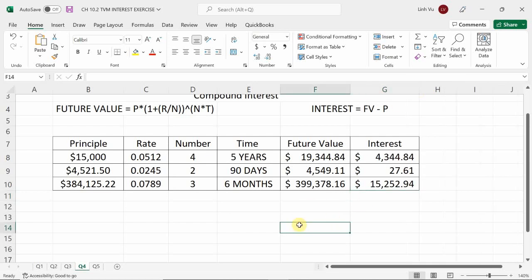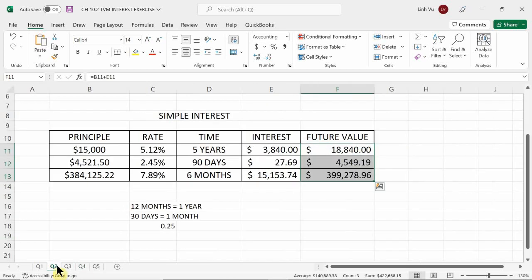So let's compare and contrast, right? Did we do better with compound interest or did we do better with simple interest? So the first one yielded me $4,344.84 of interest, while my simple interest only yielded me $3,840. So in this case, you definitely did significantly better with compound.